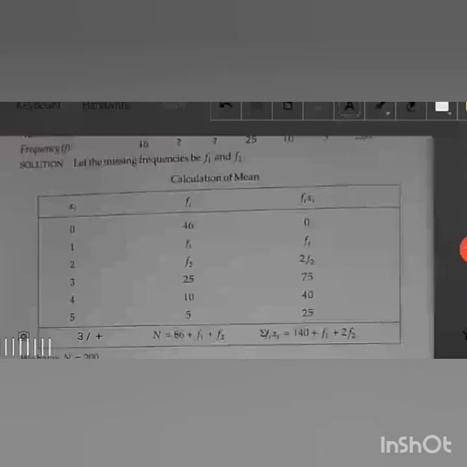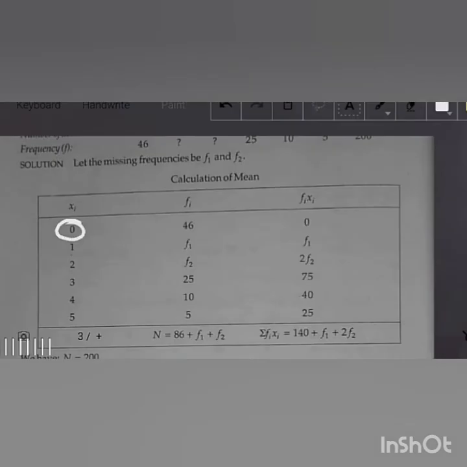According to the formula, first we have to find the product of mid values and the frequency. Here the first mid value is 0 and the first frequency is 46. 0 into 46 is 0. Next, the second mid value is 1 and the frequency is f1 which we have taken. So 1 into f1 is f1. Here the next mid value is 2. 2 into f2 is 2f2.